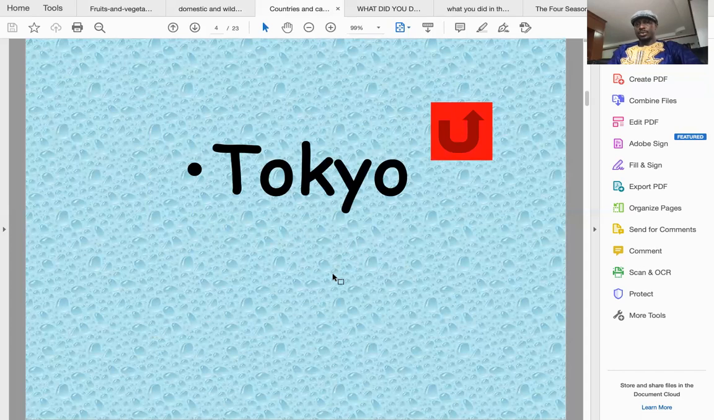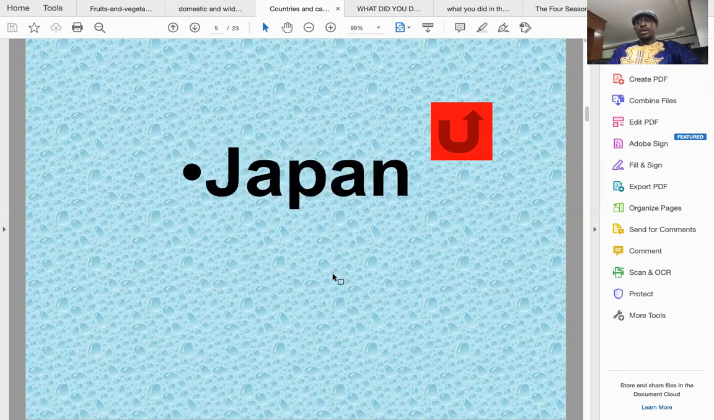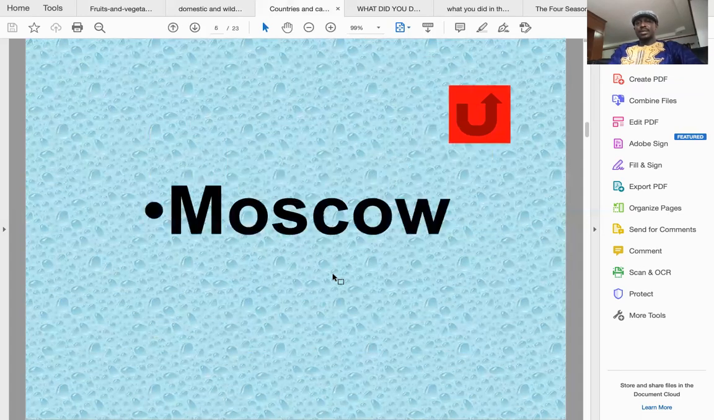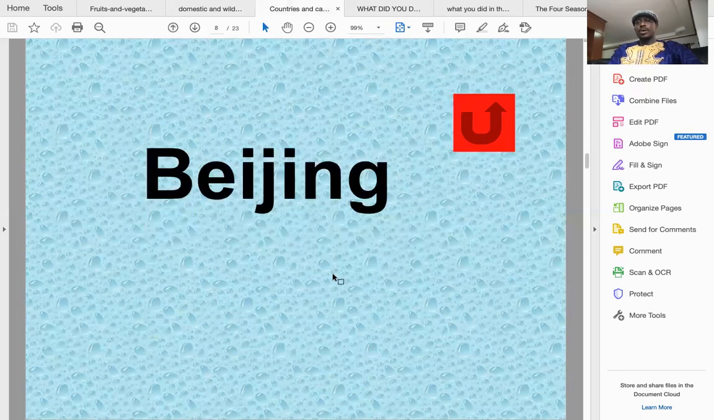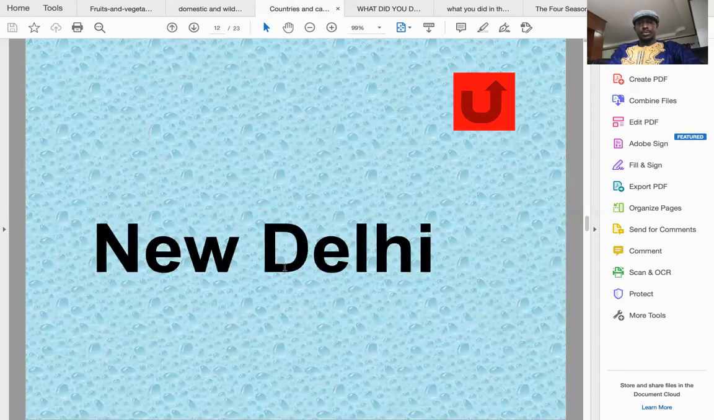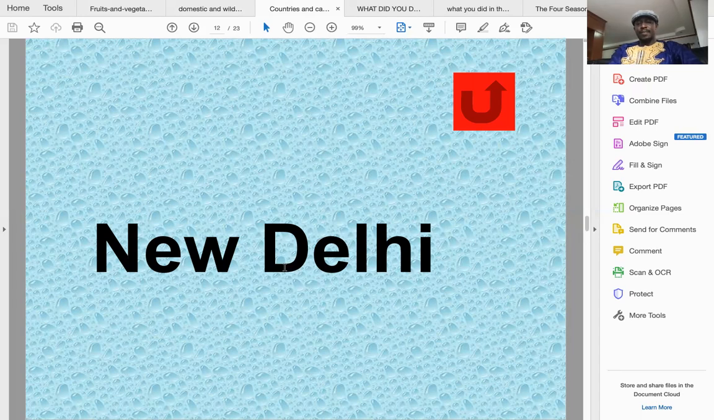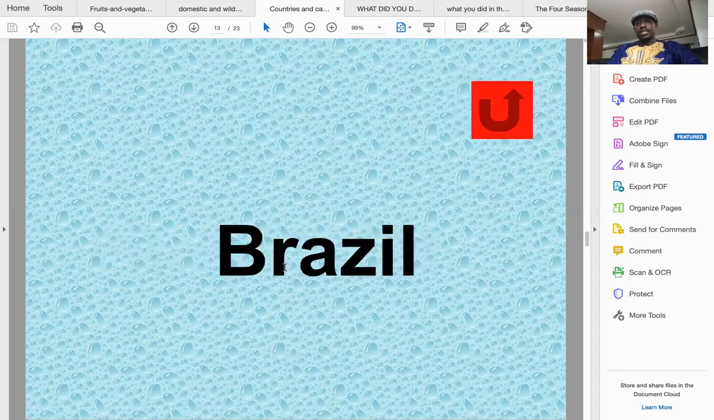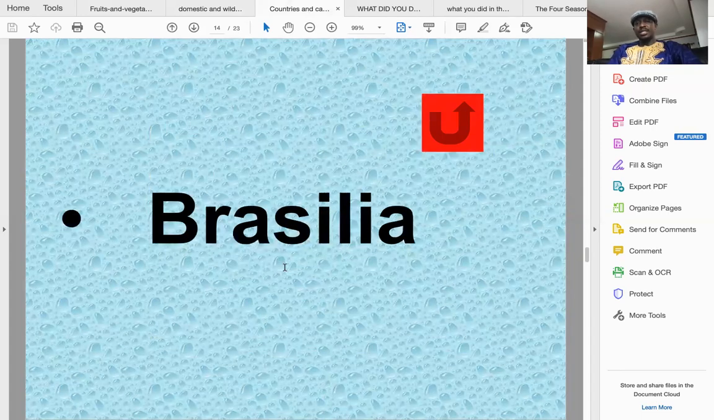We also looked at Tokyo. Tokyo is the capital of Japan. Okay, so we looked at the various countries and capitals. We saw Moscow, Russia. We saw Beijing. We saw USA, which is the United States of America. Okay, we also saw New Delhi, which is the capital of India, as well as Brazil. Brazil is a country, and the capital of Brazil is Brasilia.